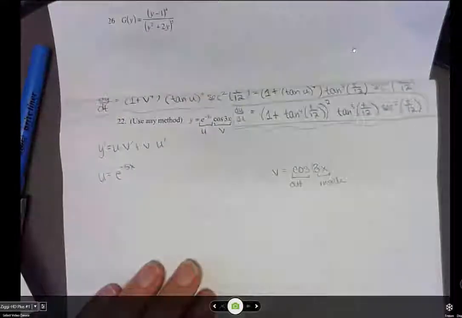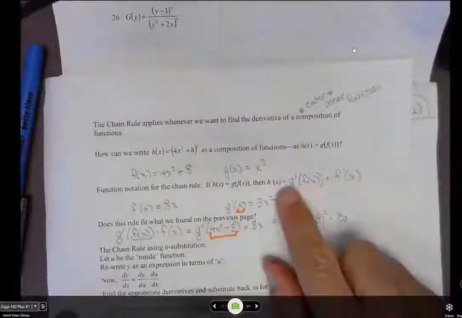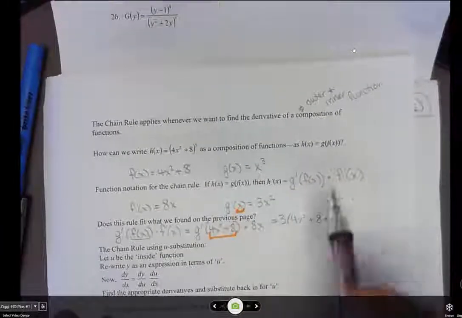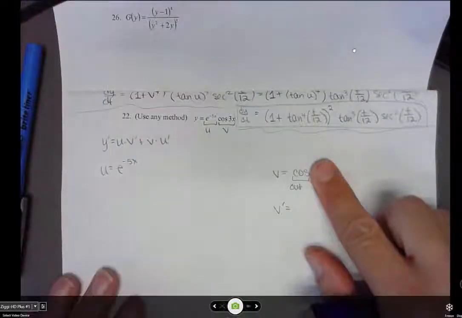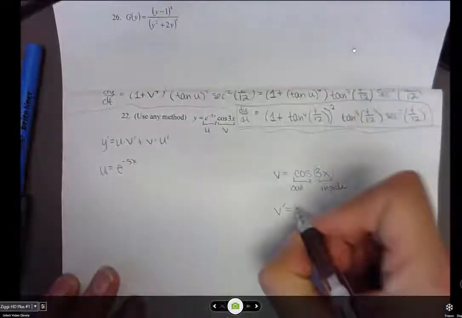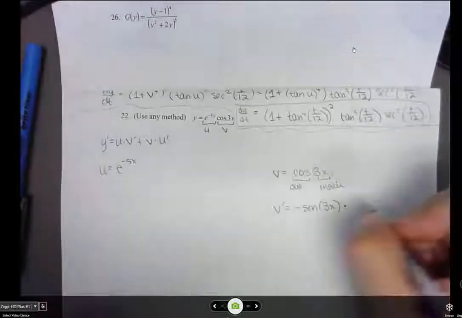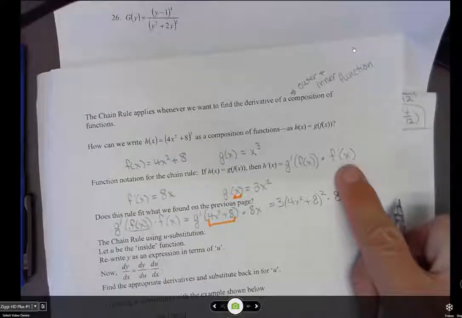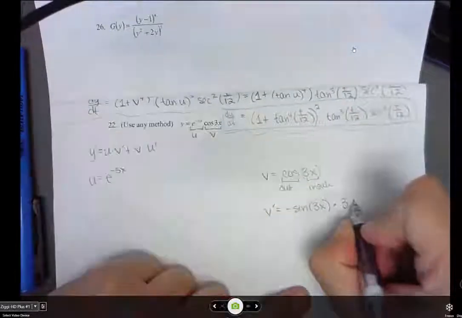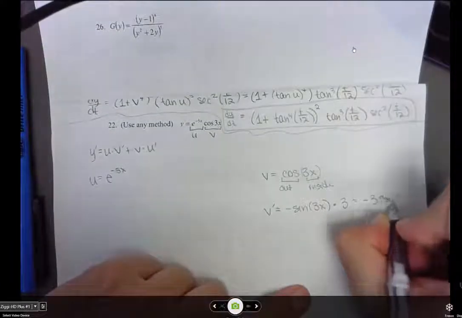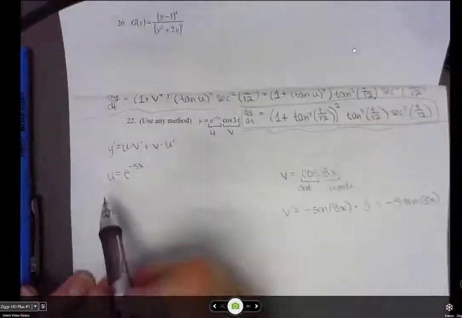So v prime, it says, first take the derivative of the outside, but leave the inside alone. So what's the derivative of cosine? Well, it's negative sine, but leave the inside alone. Then at the end, multiply by the derivative of the inside function. So what's the derivative of 3x? That's just 3. So we get negative 3 sine 3x.